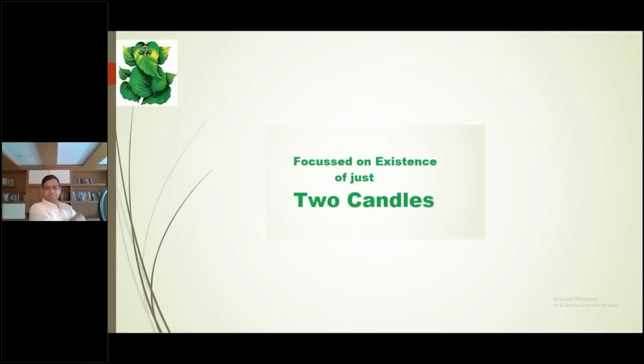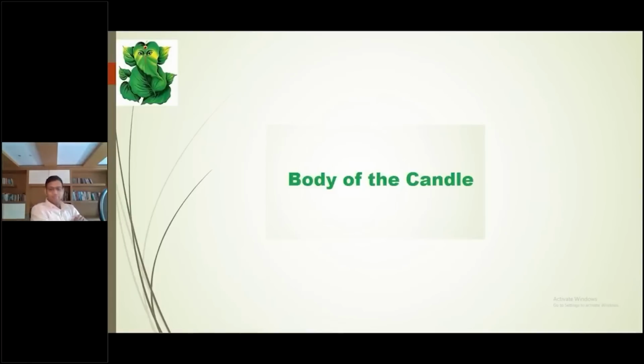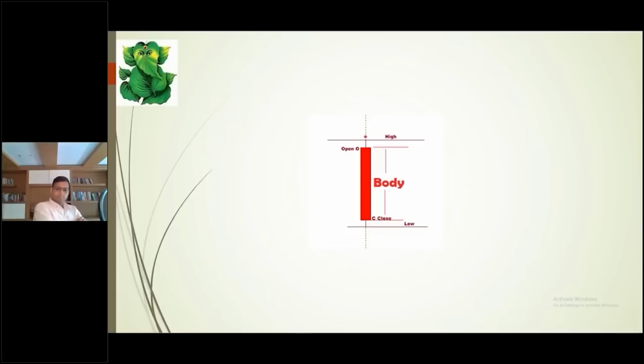I focus on just two candles. Just two candles. And what are they? The two candles are defined by the body of the candle. You probably all know what the body is. The body is the difference between the open and the close. That's the body, the size of the candle.